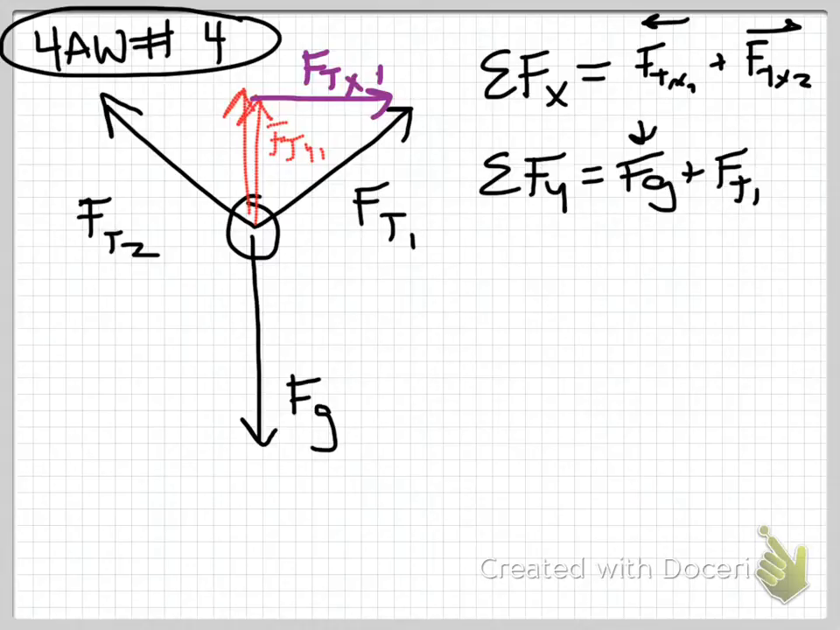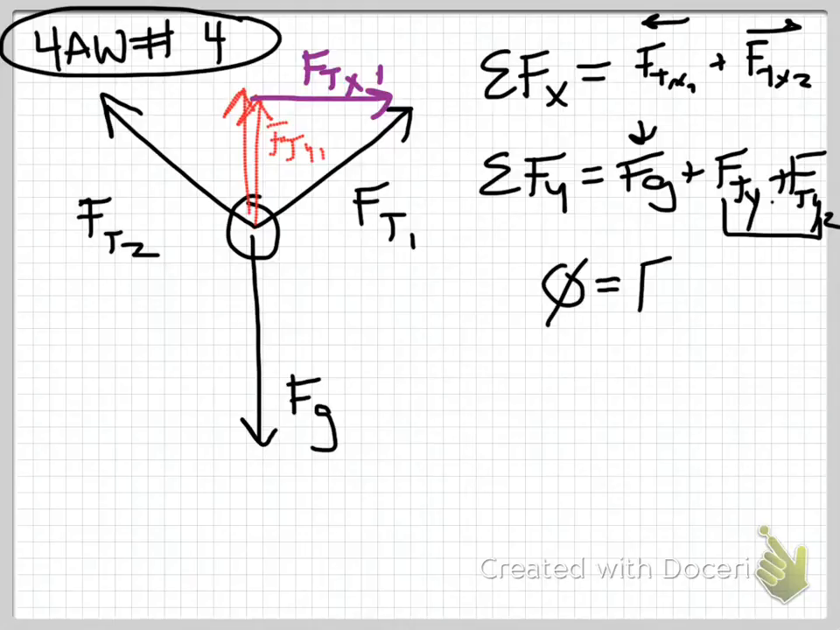We have force of tension y1, force of tension y2. And these two are equal. So really what we have is they sum to 0, and it's force of gravity and 2 times force of tension on the y. So we have to create an expression, of course, for, we said that's 30.